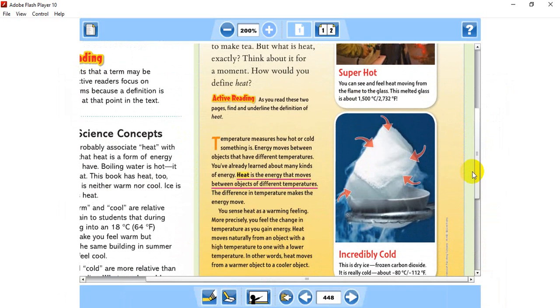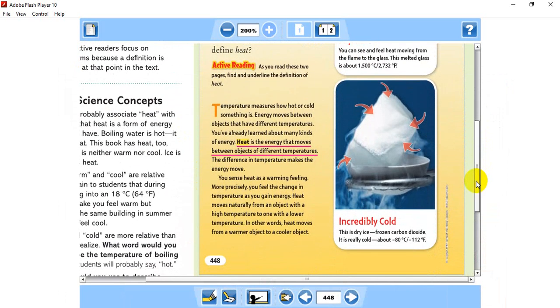What about here? It looks like ice, right? It's ice, it's correct, but it's dry ice. What does dry ice mean, guys? It's frozen carbon dioxide, or frozen gas. It's really cold. So it's about minus 80 Celsius degrees or minus 112 Fahrenheit. It's too cold. That's what you mean.